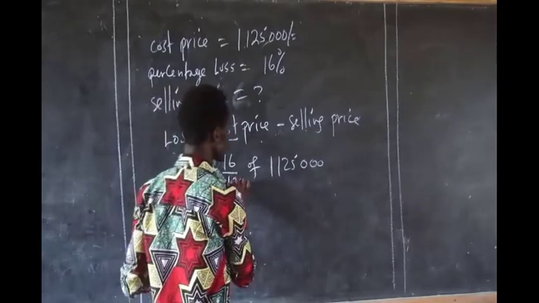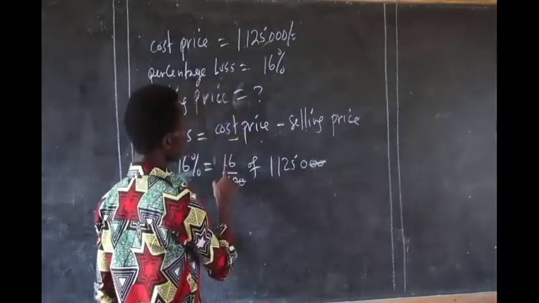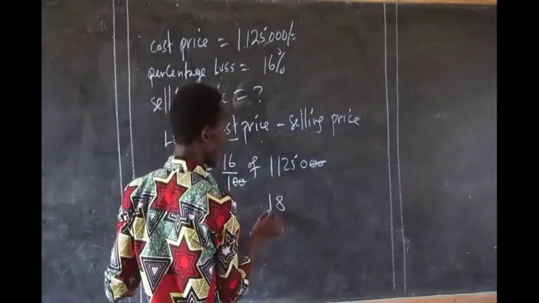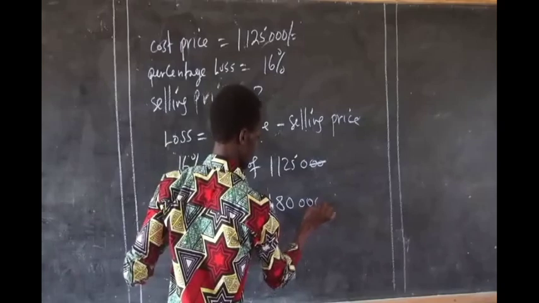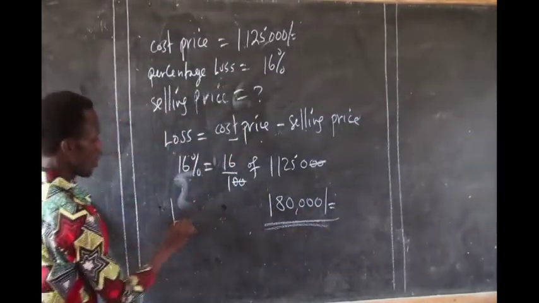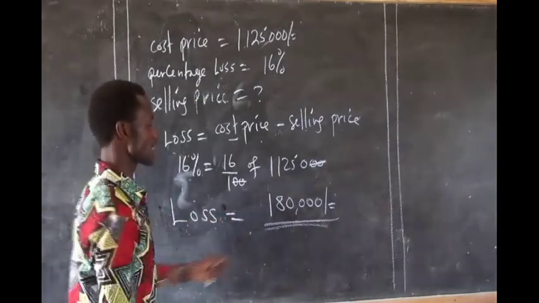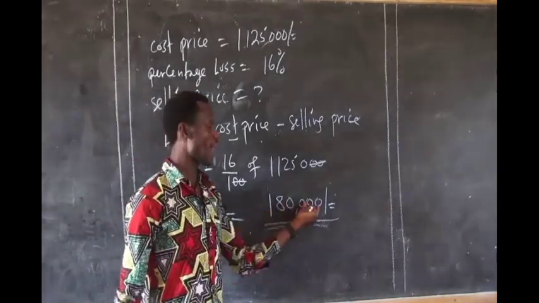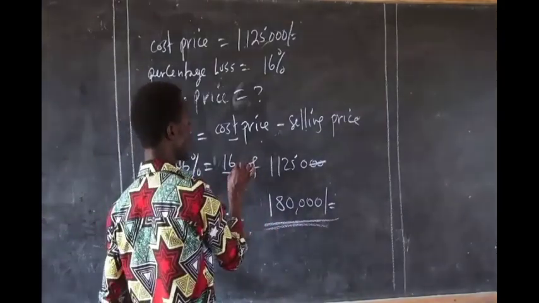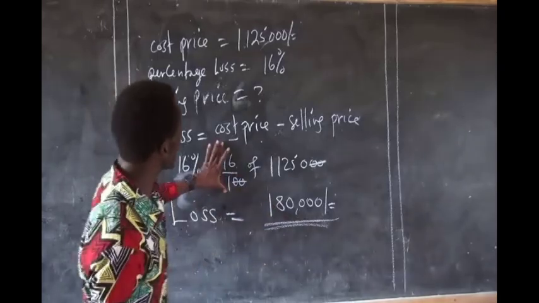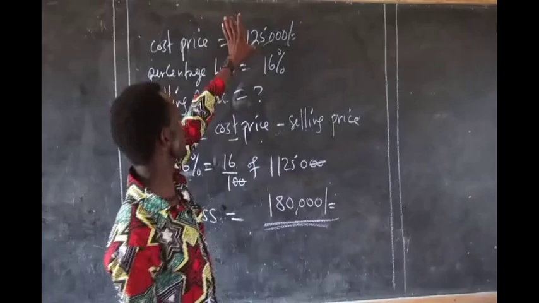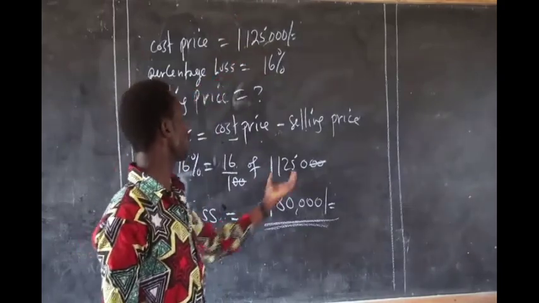Now, you can definitely simplify this. When you take this one and multiply by this one, you get 180,000. So this is called the loss. The loss was equal to 180,000. That was expressed in terms of percentage. We got this after taking the percentage that we were given here and multiplying it by the cost price in order to find what we need.